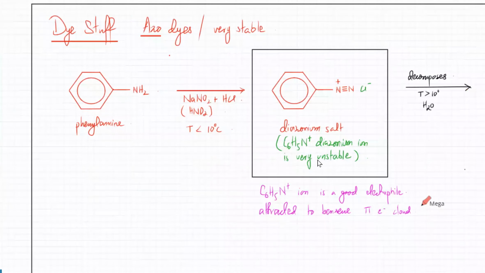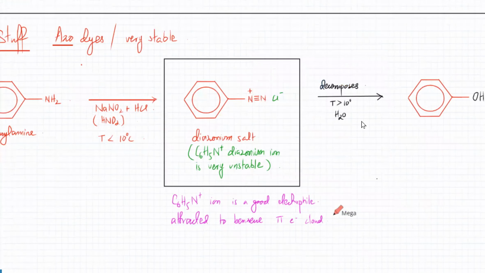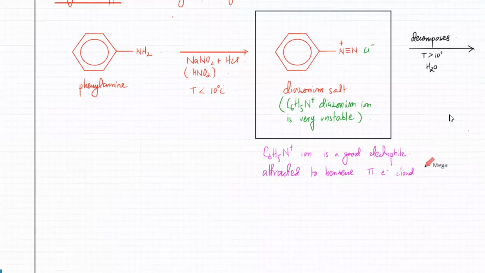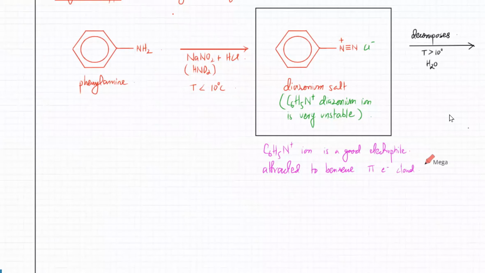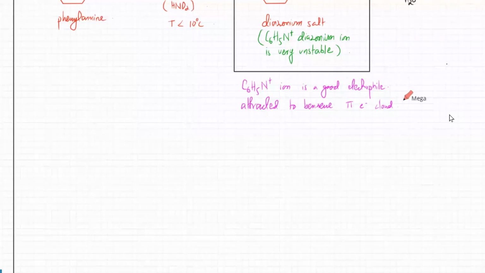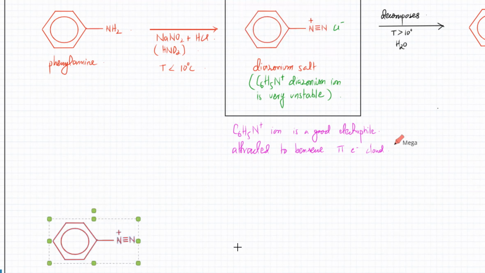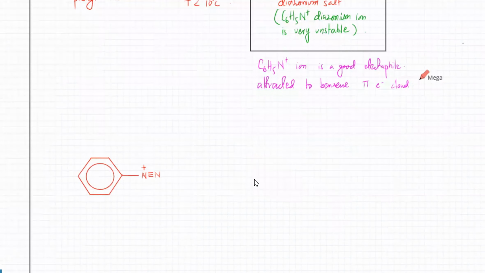Step number 1, you make the diazonium ion. The temperature has to be less than 10 degrees centigrade. Once this ion is formed, make sure the temperature doesn't go above 10, because it will break down and decompose into a phenol, and it will react with water and form ammonium ions. So what do you do with this diazonium ion? It goes and reacts with benzene. I'm going to take this ion, forget the Cl-, just this ion, and make my dyestuff from this. This will react with an activated benzene.